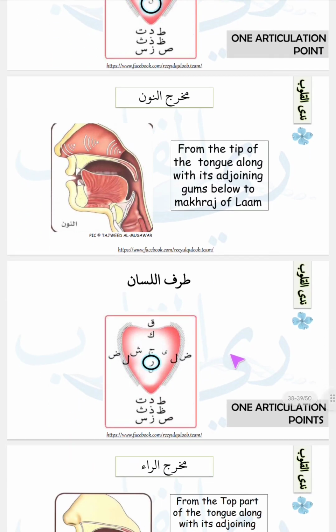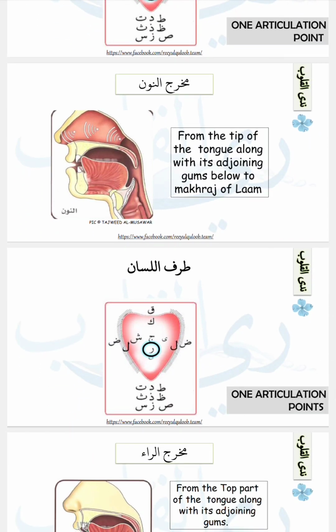Now let's look at Ra. Ra is a little more special because Ra can sometimes be heavy and Ra can sometimes be light. If you say Ra, then it is heavy. If you say Ri, then it is light. And it has a trilling sound as well. It repeats once. When you say Ar, then it repeats.